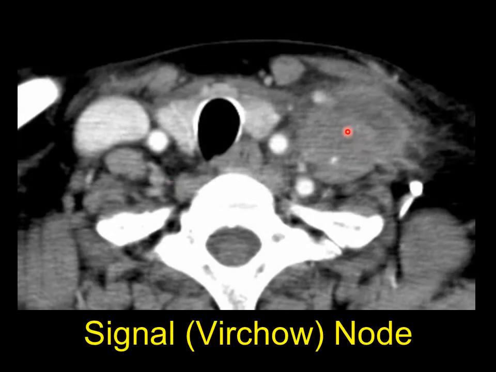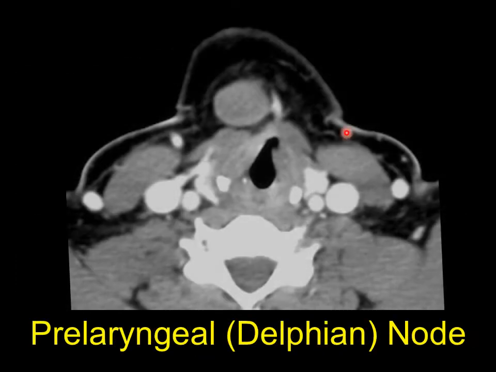Next, we have the signal or Virchow node. This is a low left supraclavicular fossa node that may signal a primary in the chest or abdomen with pathology spreading along the thoracic duct and may present with a lymph node in the left supraclavicular fossa. And we have prelaryngeal. This is a prelaryngeal or Delphian lymph node that's in front of the strap musculature.